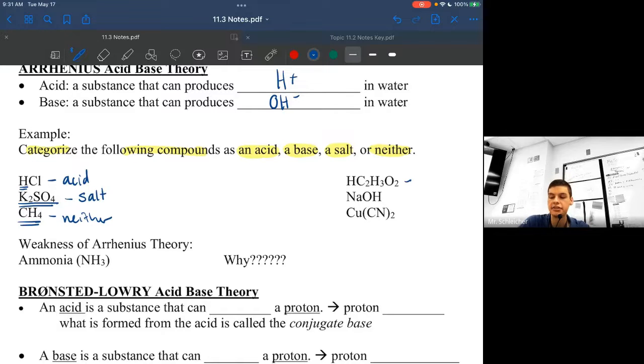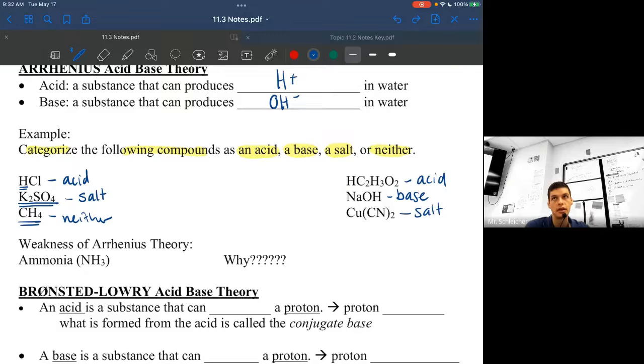What do we think HC2H3O2 is? Probably an acid. There's that random H in front. And indeed, that is the case. This is called acetic acid. It's actually the formula for vinegar. What do we think about NaOH? Probably a base. I agree, because there is OH in there. So according to Arrhenius' definition, it should be a base. Finally, we have CuCN2. What do we think that is? This one is going to be a salt because it is an ionic compound with the copper metal and the CN polyatomic ion.